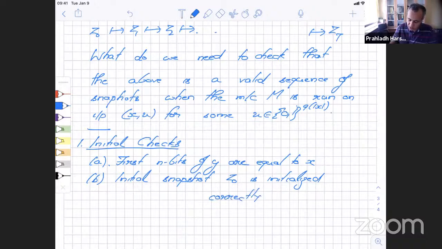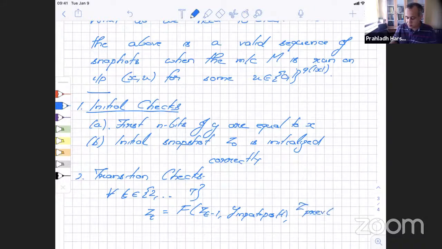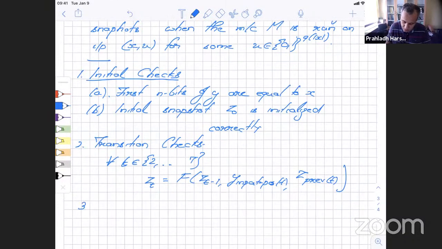Then you need to check the transition checks. That is, for all t from 2 all the way to T, you want to check that z_t is in fact obtained correctly from z_{t-1}, y at input pos t, and z at prev t. Check that. And finally, you need to check the last one, the final acceptance check.